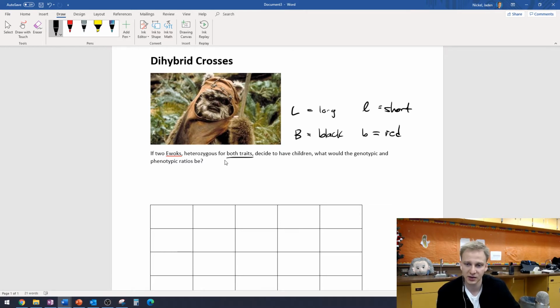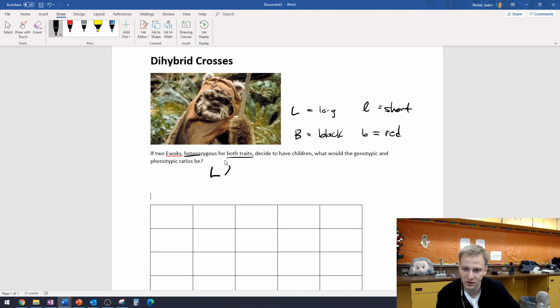We have two Ewoks, heterozygous for both traits. This word hetero means different. Think of words you've probably heard before, heterosexual versus homosexual. Homosexual means you are attracted to someone of the same gender as you. Heterosexual means you are attracted to someone of a different gender than you. So homo means same, hetero means different. That's the translation from the Greek words. And so we have heterozygous for both traits.